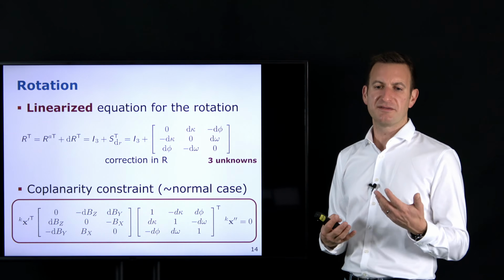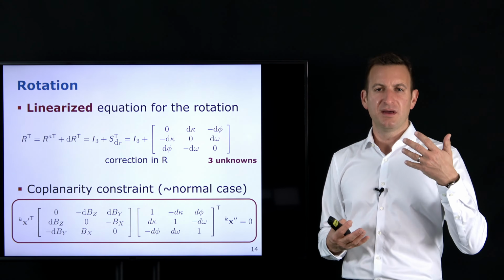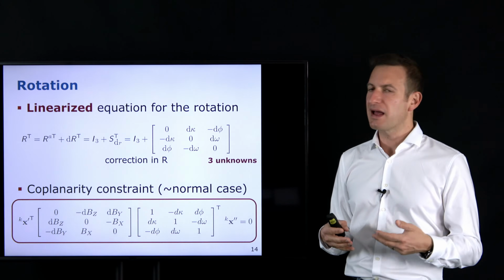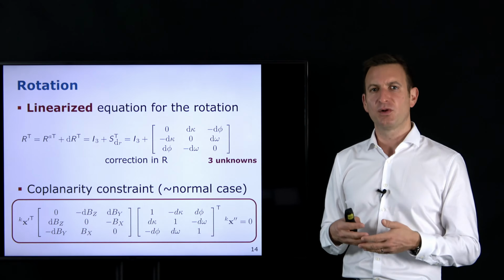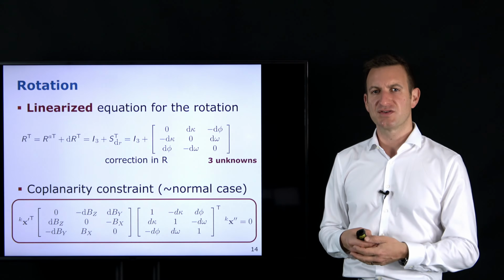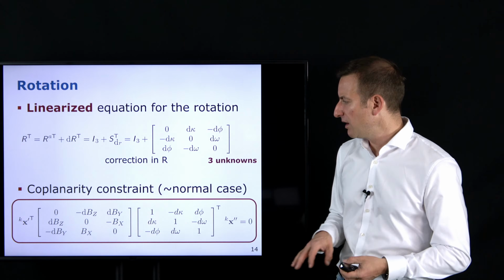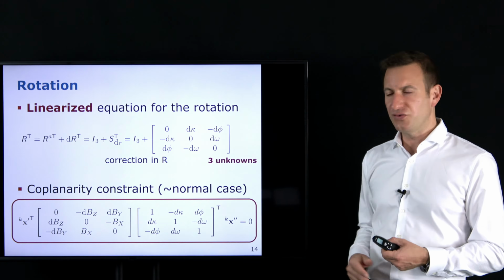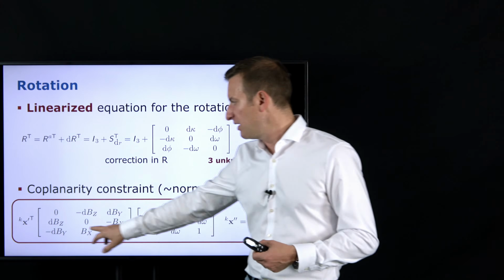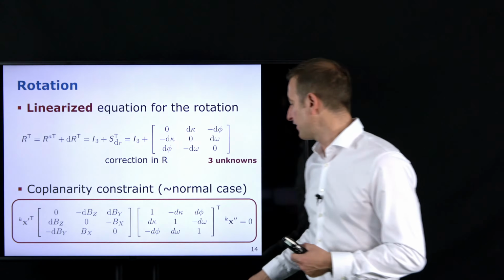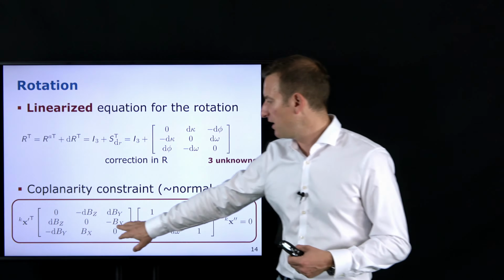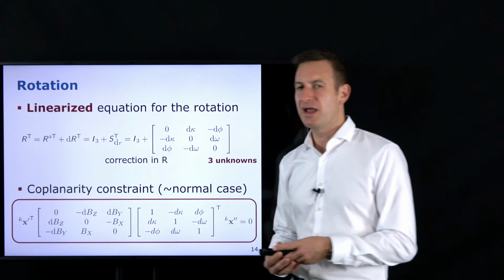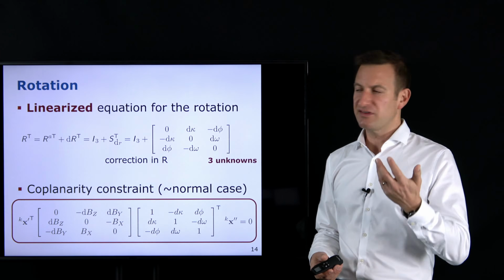Okay, now what I have done, I've looked at how the individual changes in the parameters actually look if I apply small corrections in the baseline and small corrections in the rotation parameters. And this would lead me to the coplanarity constraint that if we are close to the stereo normal case, it must hold that I have my x prime and x double prime over here and my skew-symmetric matrix describing the baseline vector.